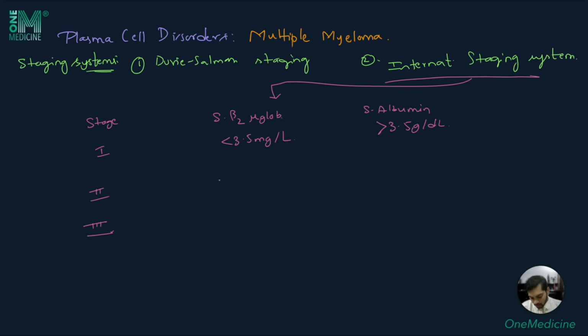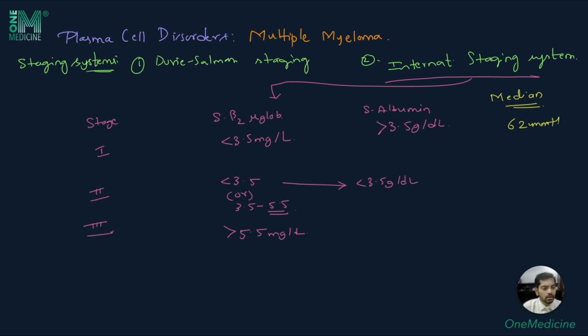Stage 2 is beta 2 microglobulin less than 3.5 milligrams per liter with an albumin of less than 3.5 grams per deciliter, or beta 2 microglobulin in the range of 3.5 to 5.5 milligrams per liter. Stage 3 is considered when the beta 2 microglobulin level is more than 5.5 milligrams per liter. Let's look at the median survival in each of these stages. In stage 1, the median survival is 62 months. Stage 2, the median survival is 44 months. And stage 3 is when the median survival reduces to 29 months.